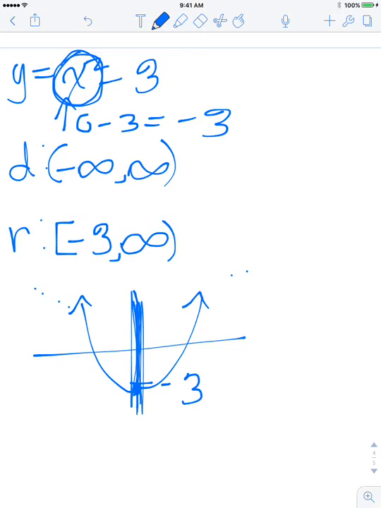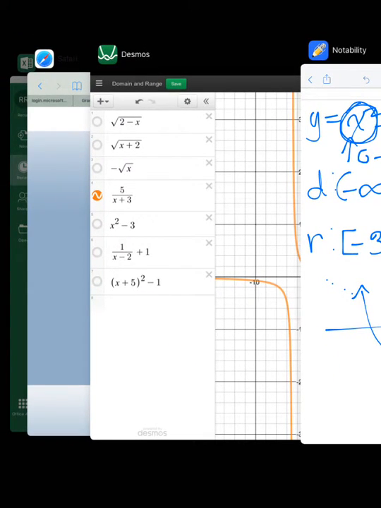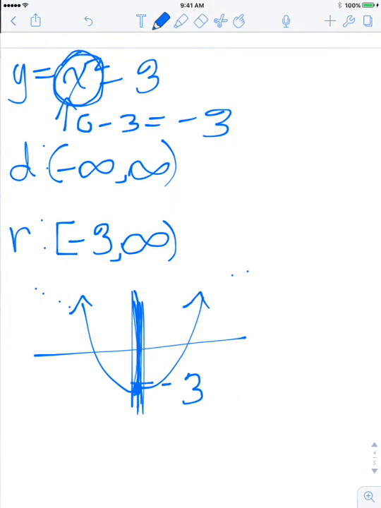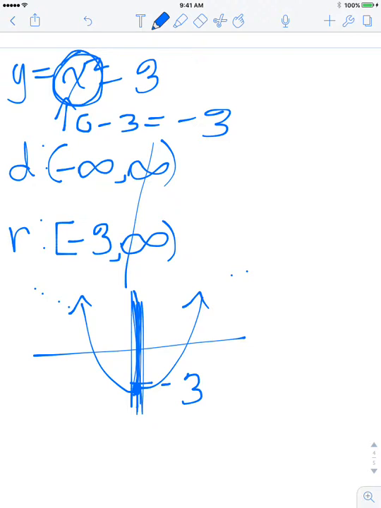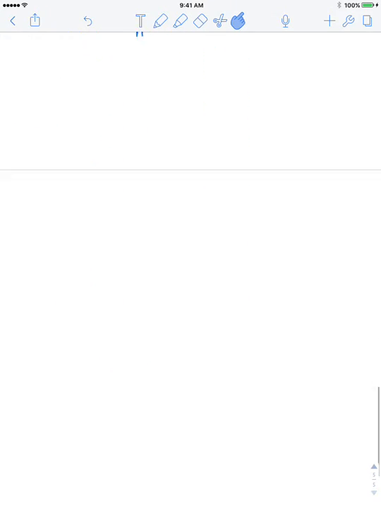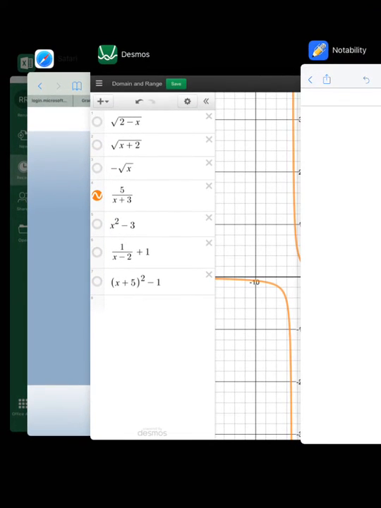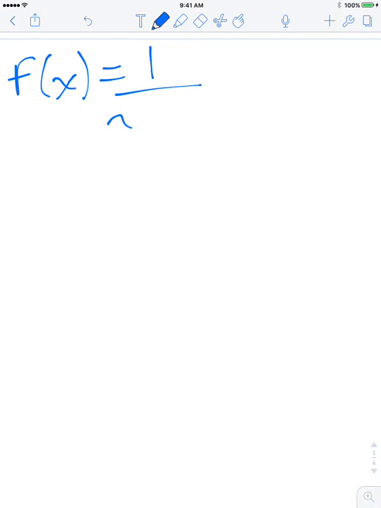Let's do one more. Let's see, what graph are we on? And this one you can solve algebraically. Really try sketching it. So f of x equals 1 over x minus 2, plus 1.